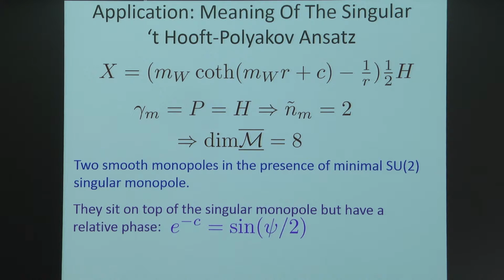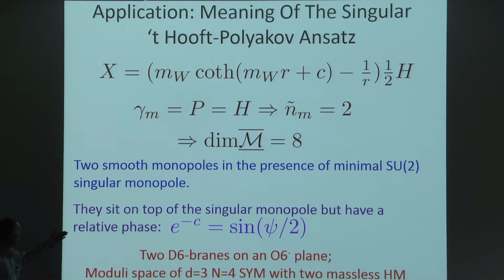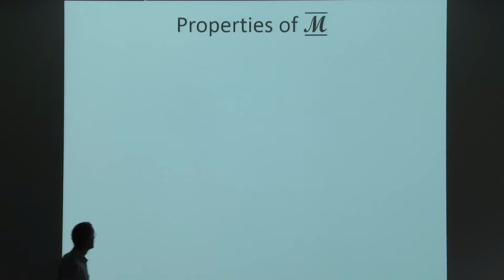Okay, so that's one interpretation. You can also think of this as 2 D6 branes on an O6-minus plane, or in terms of 3-dimensional super Yang-Mills theory. It all depends on when you got your PhD. All right, so what are some properties of the moduli space?